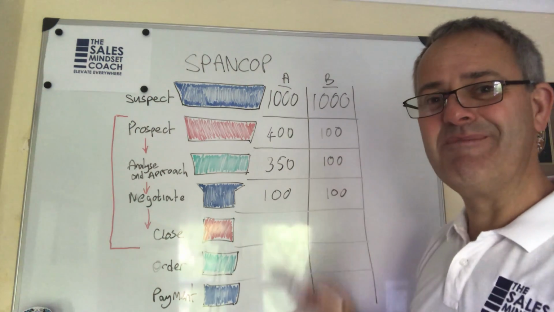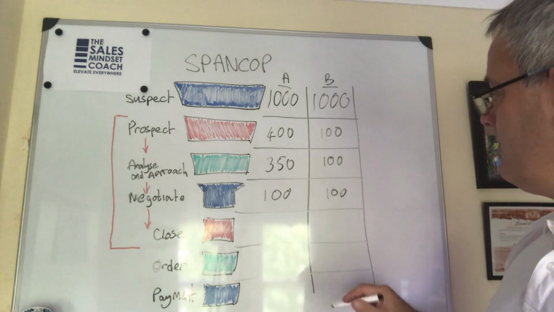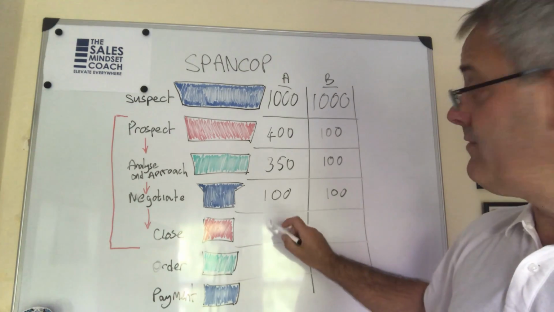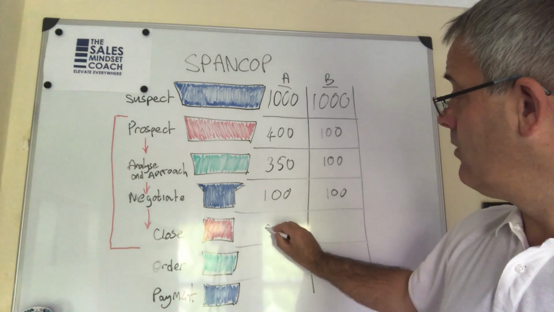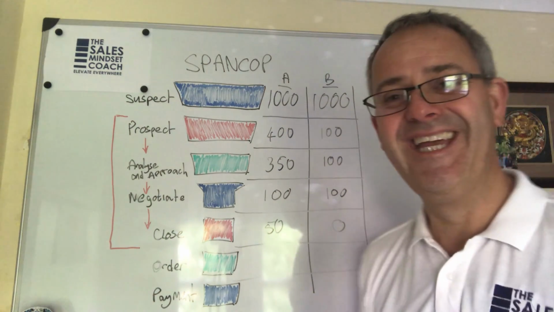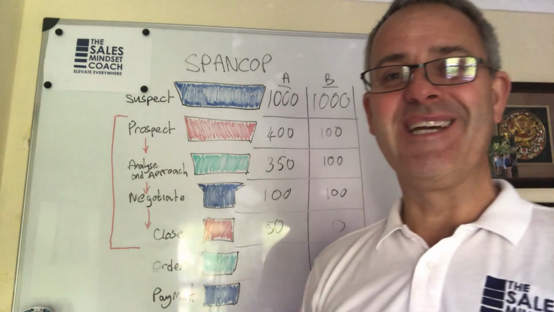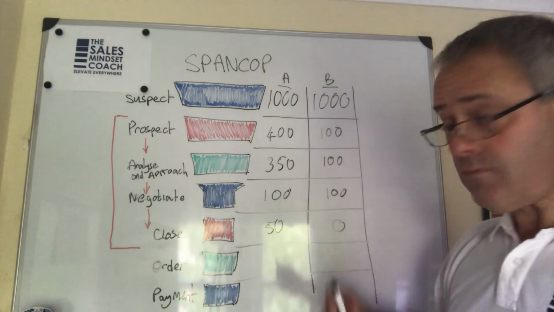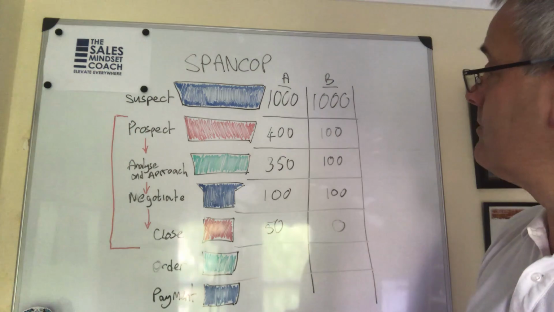And this one's going to be a little bit obvious in terms of where it is. Now what do we have sat in the close phase? We have 50, and we have 0. You can probably guess what's going to come out of that example. But anyhow, let's work through what this really tells us.